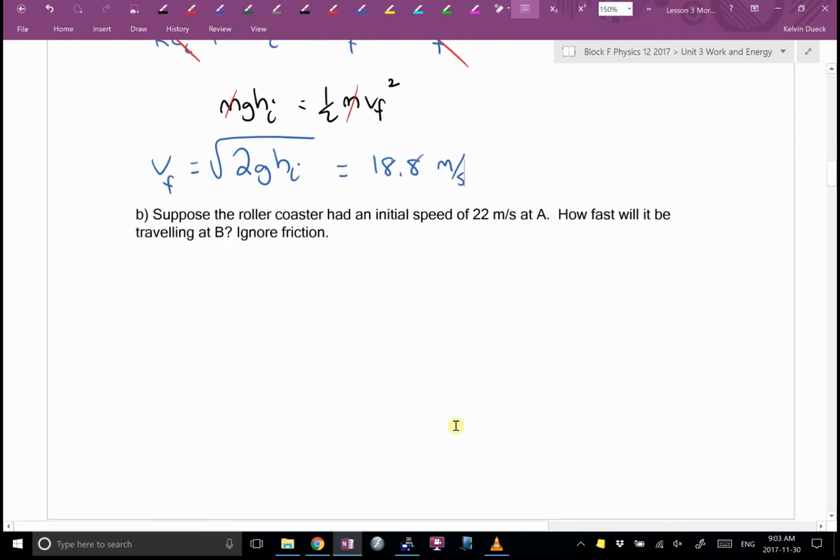B. Suppose we had an initial speed of 22 meters per second. Instead of just barely making it over the hill, maybe this was the second hill and we already had some good momentum. How fast would we be going at B? A little better, because 18.8 is a pretty weak roller coaster. This is a job for conservation of energy.